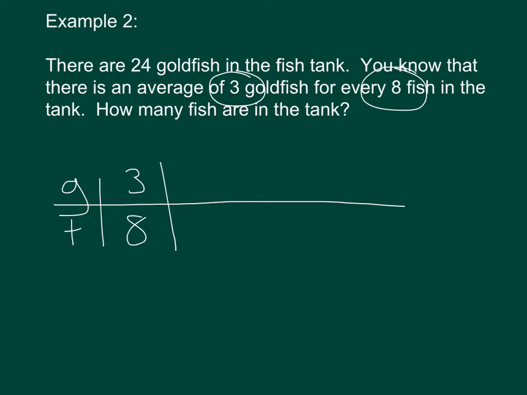I need to get to 24 goldfish in the fish tank. So that means that I'm going to have 24 goldfish up here. Well, that's weird. How am I going to get from 3 to 24? Well, some of you may automatically see that 3 times 8 is 24, and you might be able to solve the problem that way. But if you didn't already see it, that's okay, because here's what you can do. You can go to 1 goldfish. 3 divided by 3 is 1.